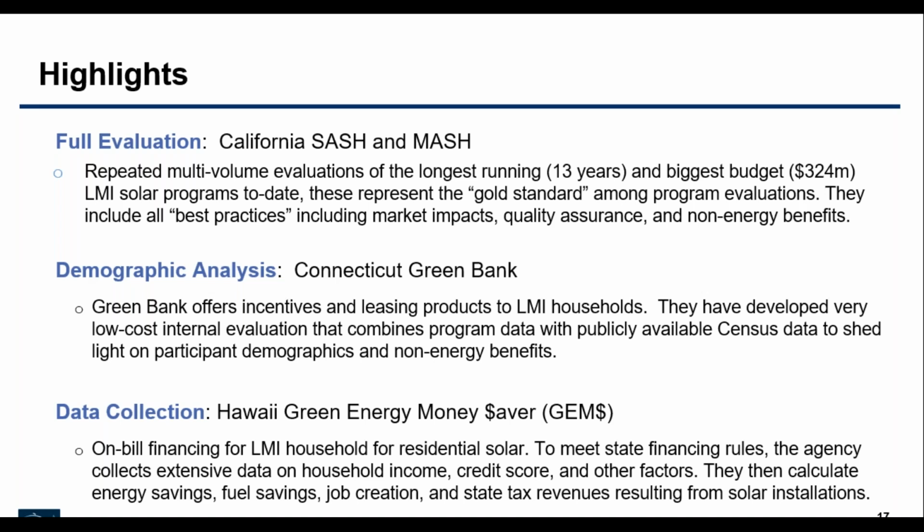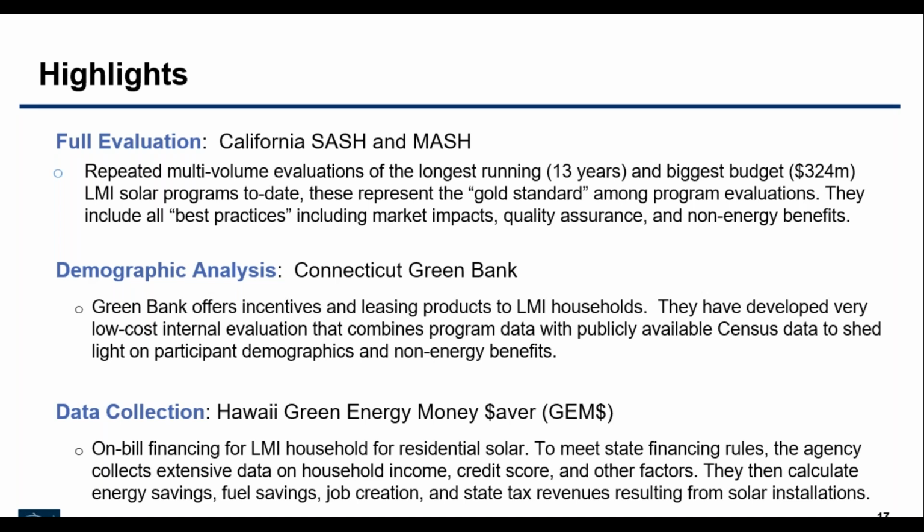One much more affordable and modest approach was used by the Connecticut Green Bank. The Green Bank program offers incentives and leasing products for low-income households in Connecticut. They've done a variety of evaluations, but they've developed one approach that was an internal evaluation that combines their own program data with publicly available census data. And that is a very low cost way to get pretty good insight into how their program is performing. We're going to talk more about that in the next section with Eric talking about different data analysis approaches.